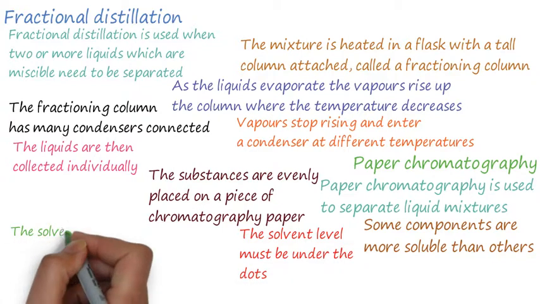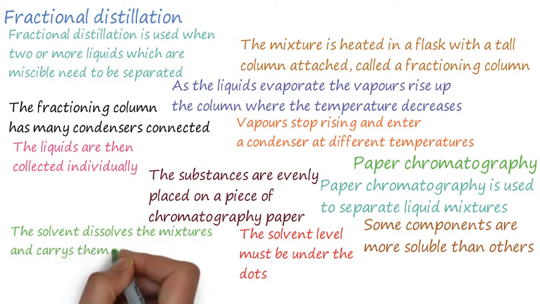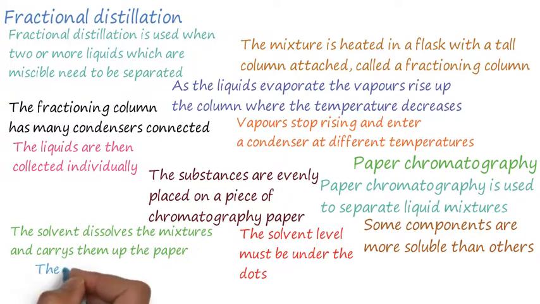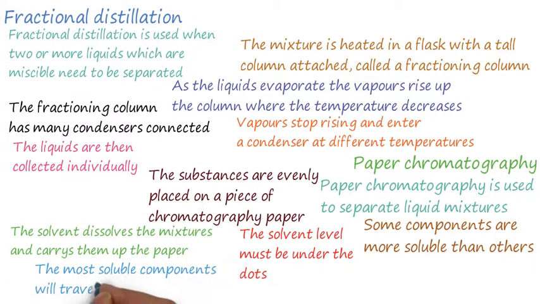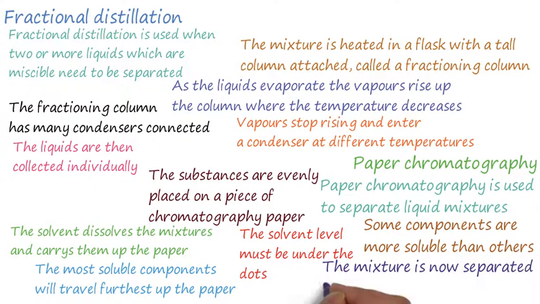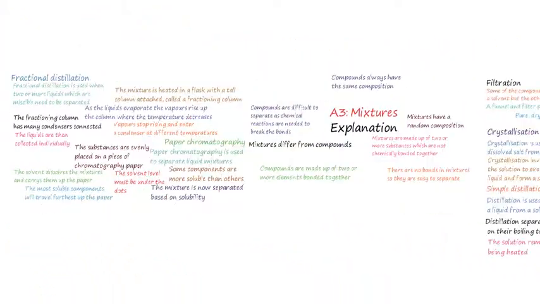The solvent level must not reach or go over the pencil line. The solvent will then travel up the paper, dissolving the mixtures and carrying them up the paper as it travels. The most soluble components will travel furthest up the paper, and the least soluble components will only travel a short distance. Once the solvent has travelled to the top of the paper, or is no longer carrying any of the mixtures, remove the paper from the solvent and allow the paper to dry. The components of the mixtures have now been separated by their differing solubilities in the solvent.